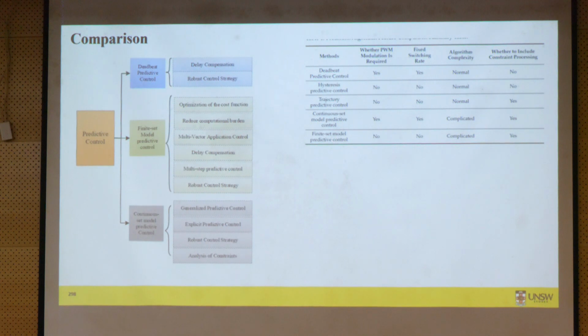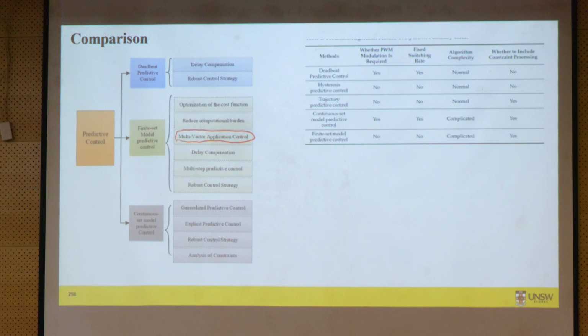The other one is finite set model predictive control, under which we have multi-vector application. Remember, we talked about applying only one optimum space vector. If you apply only one space vector, that leads to flux linkage ripple and torque ripple problems. So people are proposing to use more than one space vector, which is called multi-vector selection model predictive control. If you do that, it seems to improve that ripple.